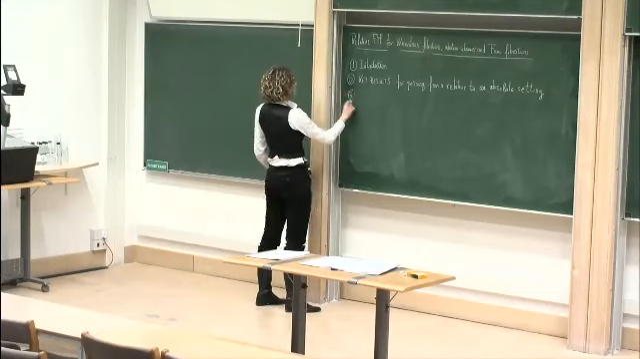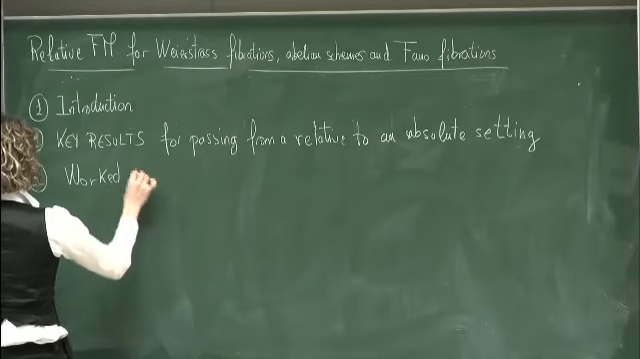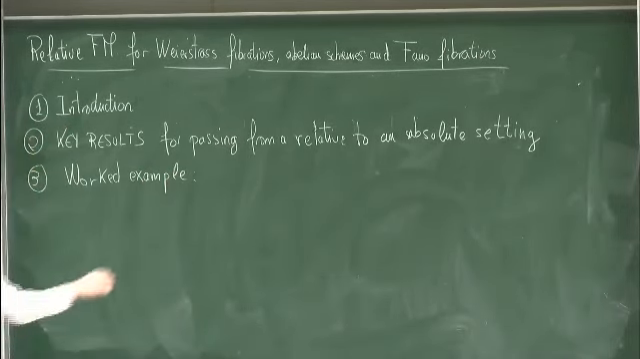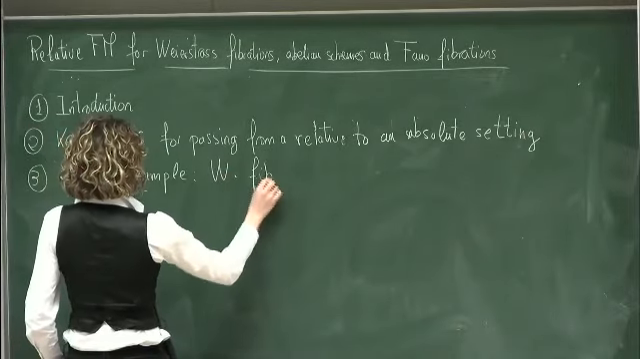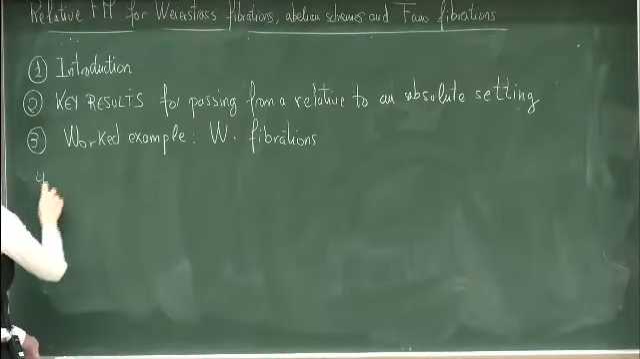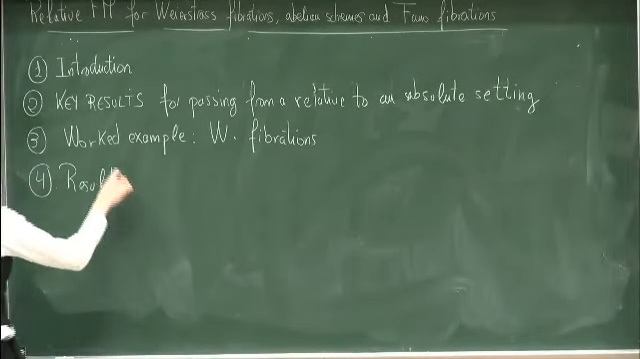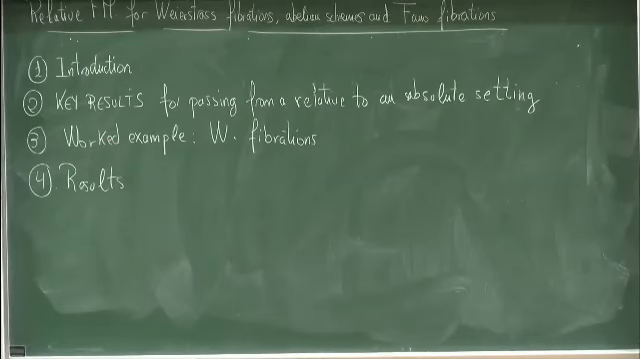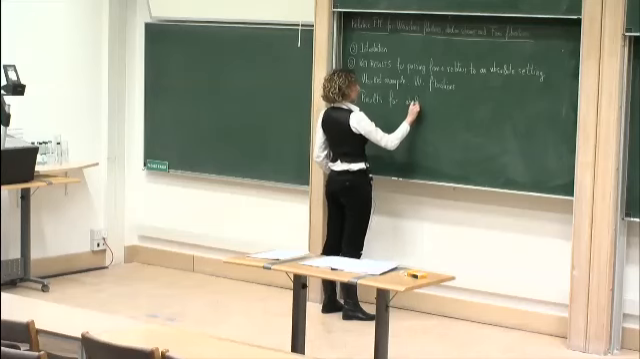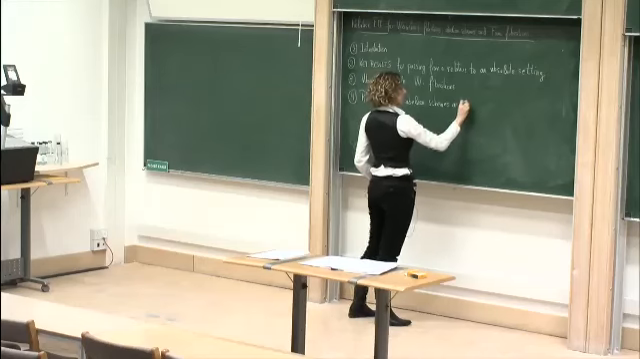Then, as a third section, we will do a worked example, applying these key results to the case of Weierstrass fibrations. And if time allows, I will give you as a final section the results that we got for abelian schemes and Fano fibrations, applying the same techniques.